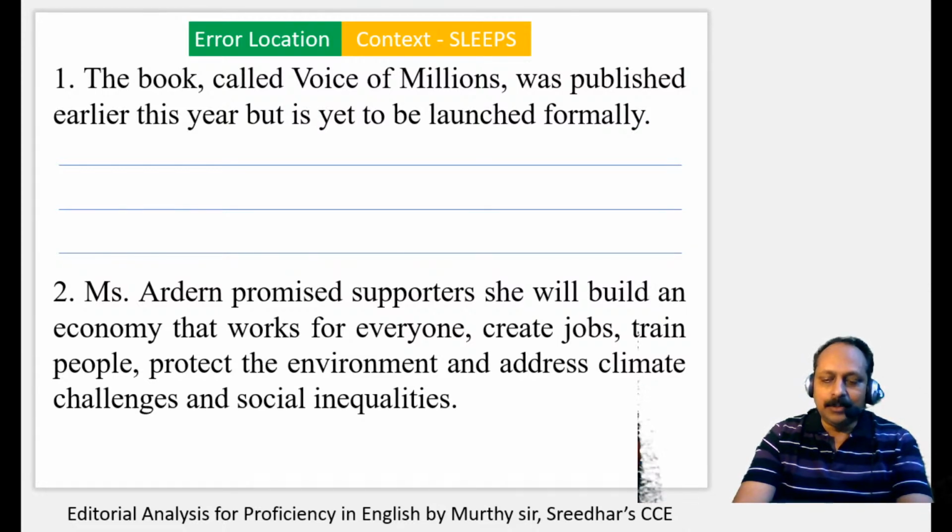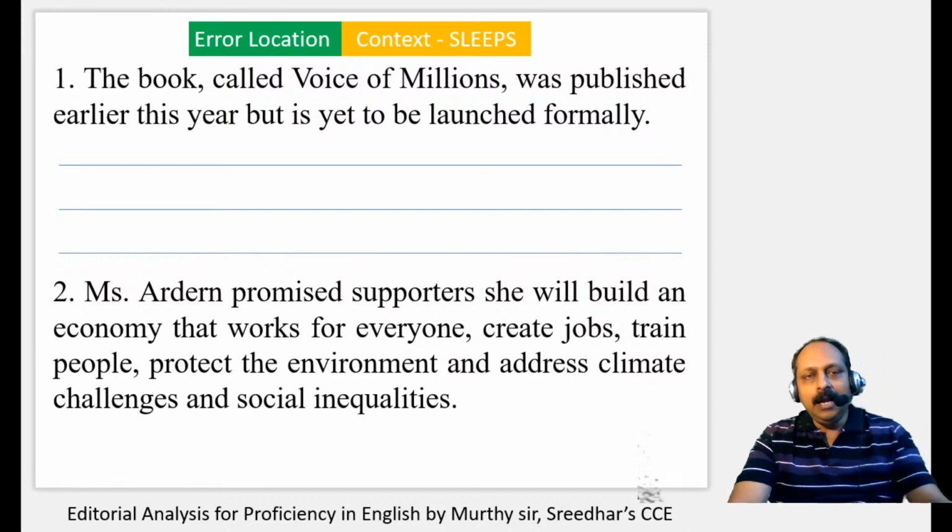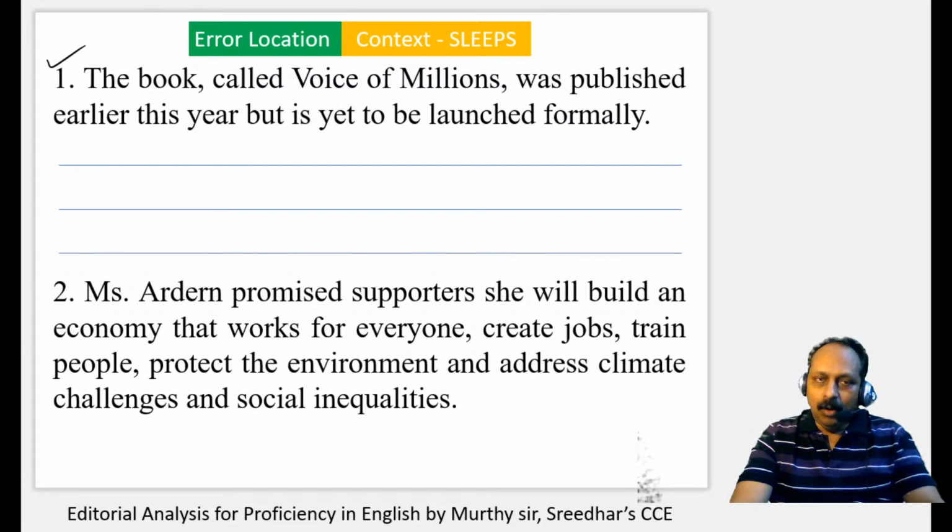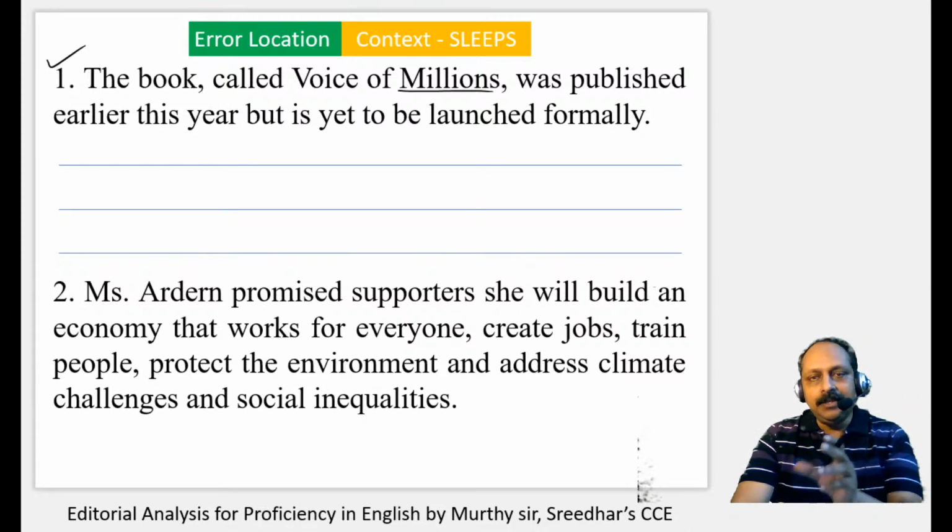No one has got it right. Shiv Kumar says no error. Who else says that there is no error? The sentence is absolutely right. The book called Voice of Millions: the title may be in plural form, but the verb should be in singular. Arabian Nights was, we don't say were. The title of the book could be singular or plural, but the verb should be singular.